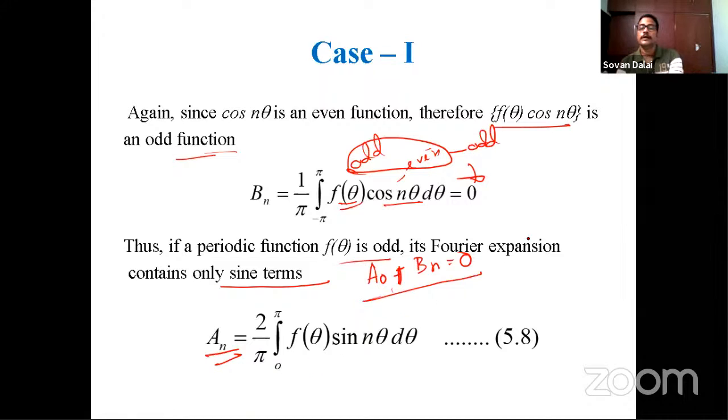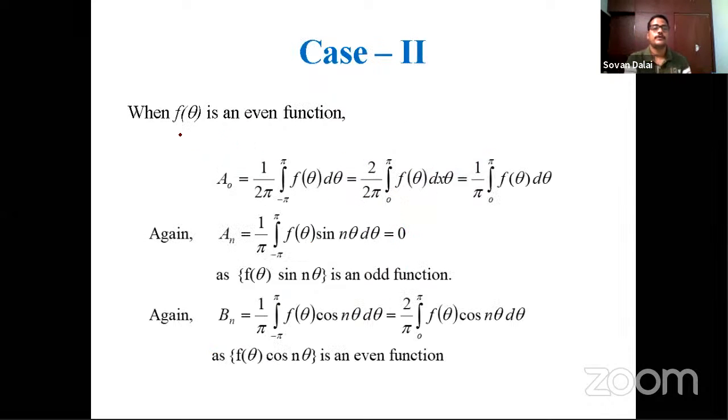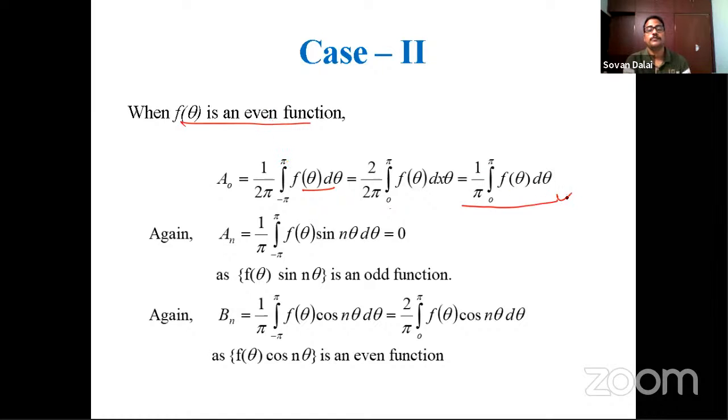Now, here our consideration was that f theta is an odd function. Now we want to apply this concept for an even function. If f theta is an even function, then from the general formula, the integral of f theta d theta is twice the integral from 0 to pi of f theta d theta, so a0 has a definite value. Also, f theta is even but sine n theta is odd. Their product is odd, which is why this integration is 0.